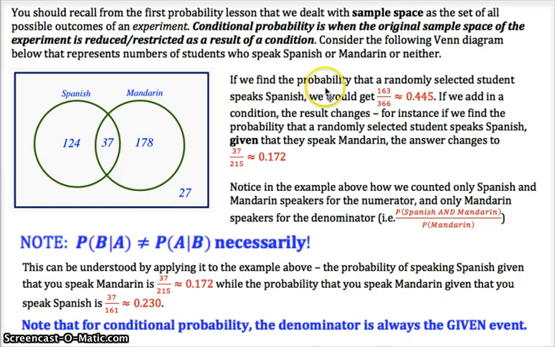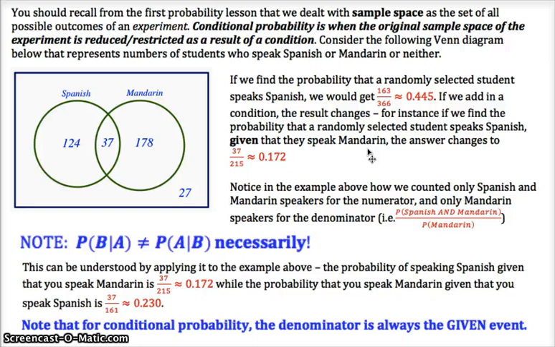Okay, so if we're trying to find the probability that a randomly selected student speaks Spanish, it's just 163 out of the total. The total is 366, which is like 44.5%. If we add the condition, if we say, what's the probability that this person speaks Spanish given that they already speak Mandarin? So among the Mandarin speakers, if I'm at the Mandarin speaking party, now what's the probability I find a Spanish speaker?